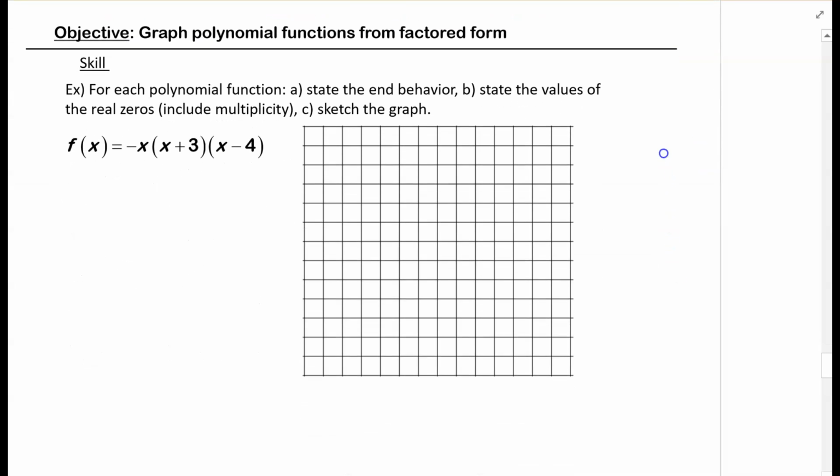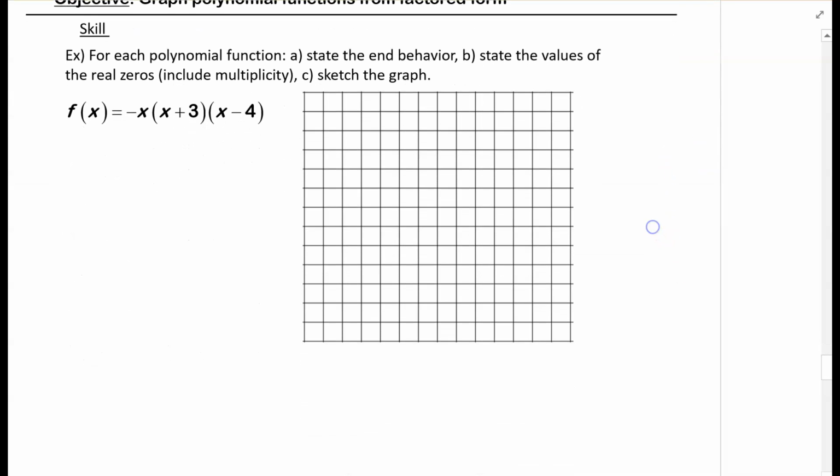So let's look at some actual graphing examples. It says here, for each polynomial function, first state the end behavior, and then state the values of the real zeros, and you have to include multiplicity, and part C is to sketch the graph. So first, in order to state the end behavior, I have to do kind of what I was just doing for the previous examples.